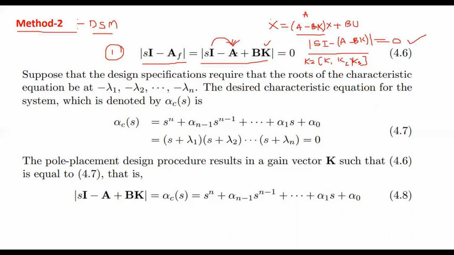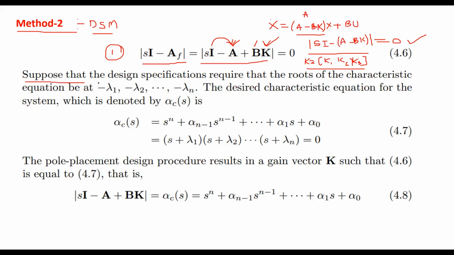So sI minus A matrix will be given in the problem, and the B matrix they can also give in the problem. But we need to find the K matrix, that is K1, K2, K3 and so on up to Kn. So from the given state equation, we have to form one characteristic equation like this: modulus of sI minus A plus BK is equal to 0. Here we already know that S is multiplied with the identity matrix, the A matrix and the B matrix. But we don't know the value of the K matrix. This is what we are going to find in the problem, that is K is equal to K1, K2, K3 and so on up to Kn.